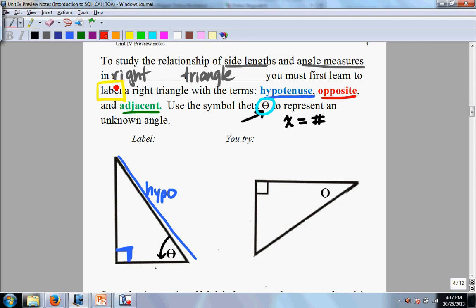Now, from that angle, draw an arrow to the opposite side. That, to that angle theta, is the opposite side. Then draw an arrow to the side that's right next to theta. That's why we call that adjacent. Adjacent means next to. That is the adjacent side.